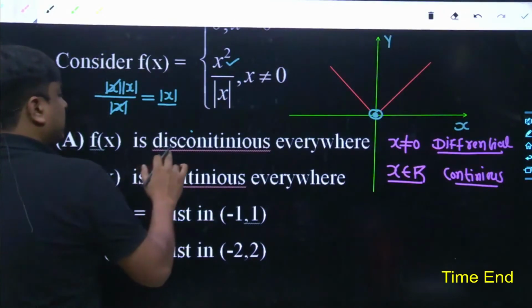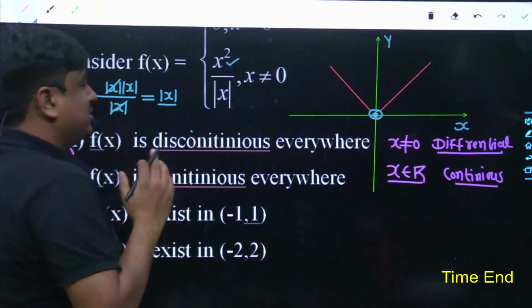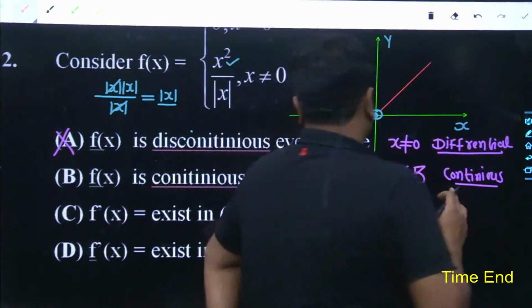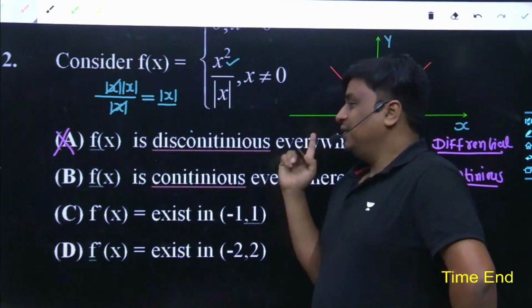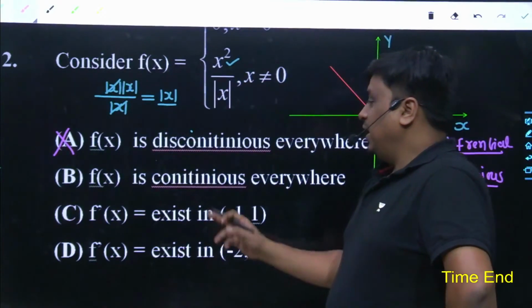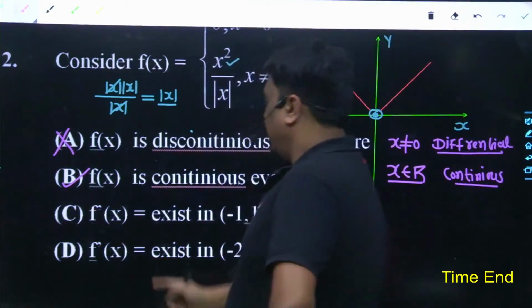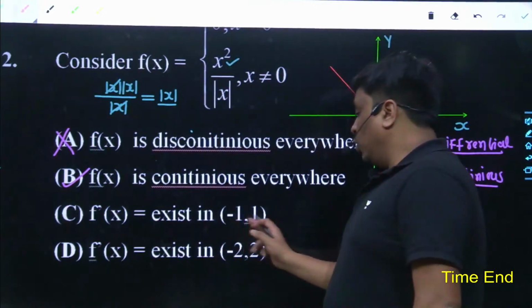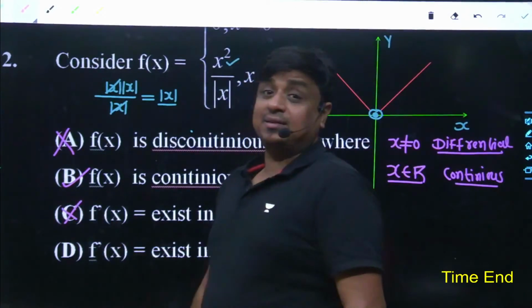f(x) is discontinuous everywhere. No, this is the worst statement which we could have framed, and any student who went behind this statement, no, definitely you have to look behind your concept thoroughly. f(x) is continuous everywhere. Yes, f(x) is continuous everywhere. Does f'(x) exist in the open interval of minus 1 comma 1? No, it exists everywhere except x equals 0.